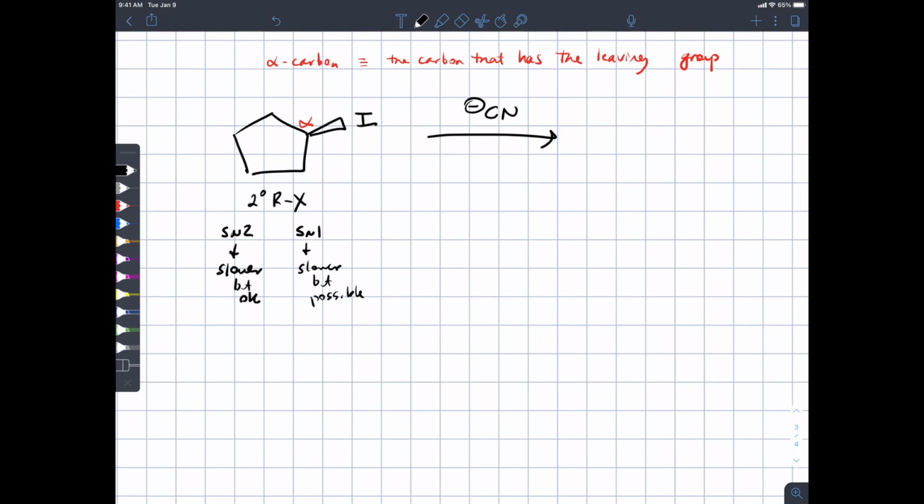Secondary alkyl halide, because if you look at the three other things besides the leaving group that are attached to the alpha carbon, two are other carbons, and the other is a hydrogen. Yep. For primary, it would just be one non-hydrogen thing, tertiary, all three. Yeah?